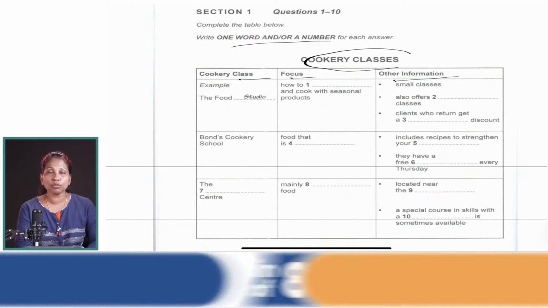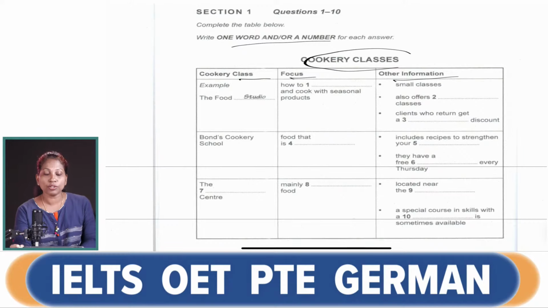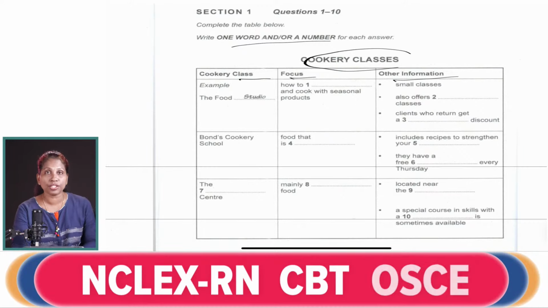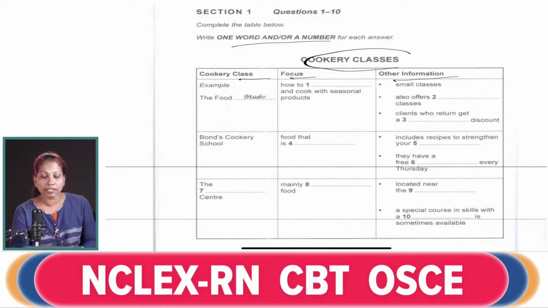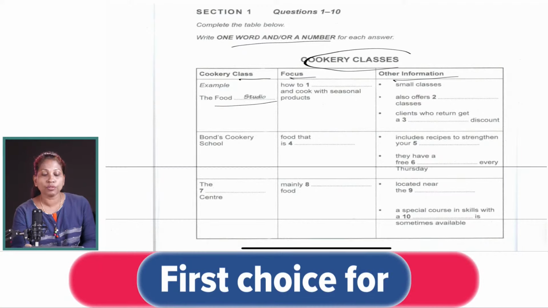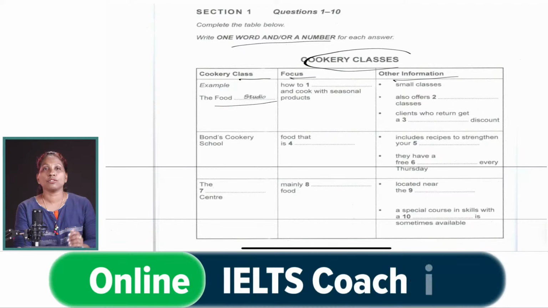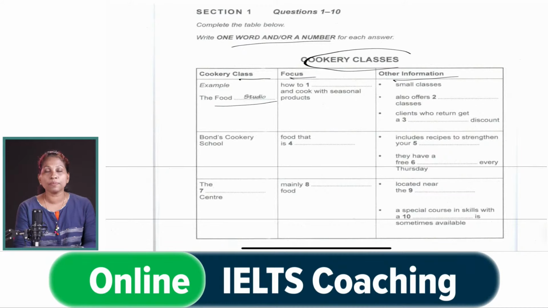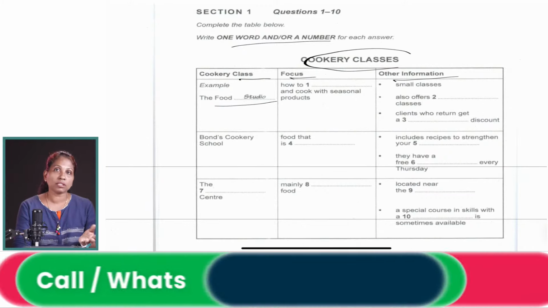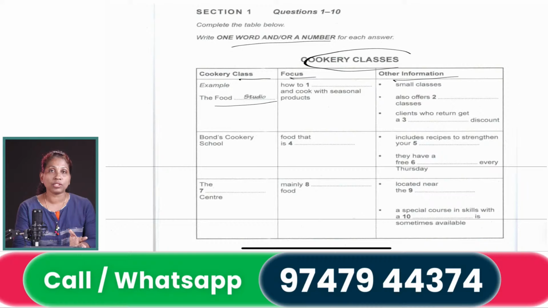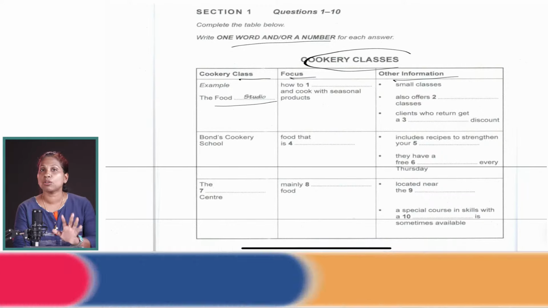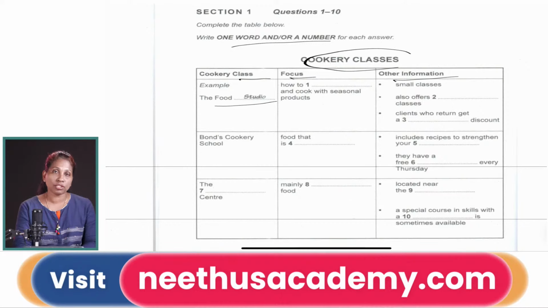So you need to know what you're looking for. The example is already given: it says the cookery class is a food studio. This is a conversation between a lady and a tourist manager staff there, so she is calling and checking about some cookery classes. Being section 1, it is a conversation and it will always be based on a general context.